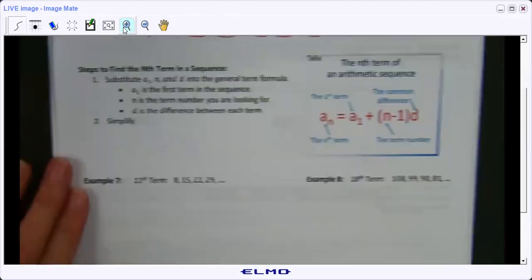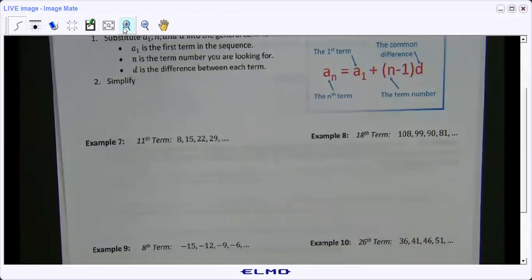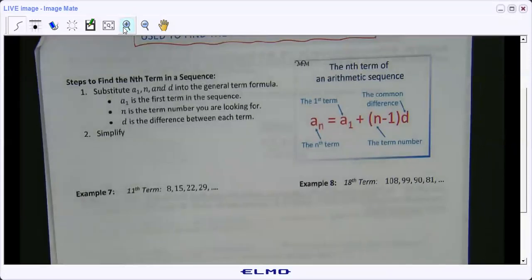On page 4, on the practice ones that I do with you, I do want you to write the blank formula, and I'm going to go over that right now. Whenever we're asked for a number that is way down in a sequence, say the 11th term here, for example, instead of adding 7 on 1, 2, 3, 4 more times, there's a formula you can use to plug in the information you know and find that 11th term.